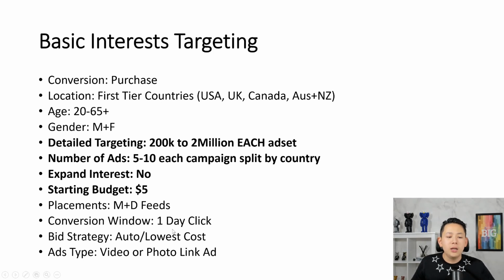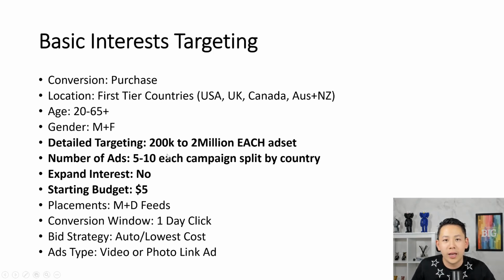And lastly, what kind of ad type do you want to use? We always recommend video or photo link ads. Those two are the most converting for us. So right now, let's go back to the ads manager and show you a quick example of how to find a really targeted and passionate small interest group.